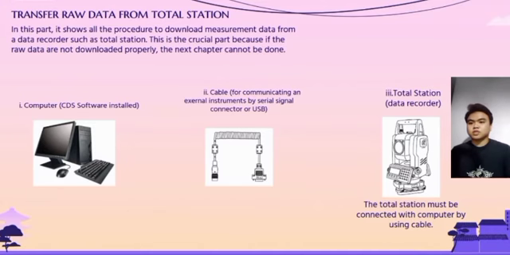Communicating with total station. There are three components involved, which are computer with CDS software installed, cable for communicating and external instruments by serial signal connector or USB, and total station as data recorder. The total station must be connected with the computer by using the cable.